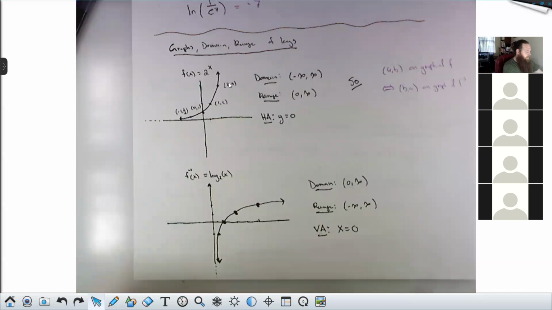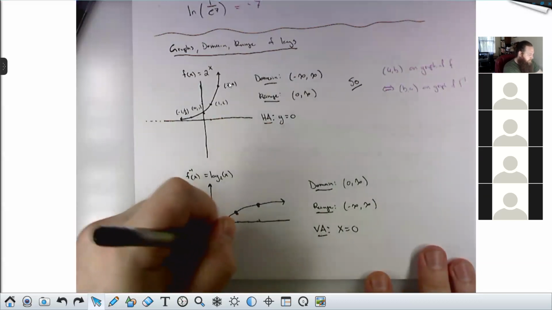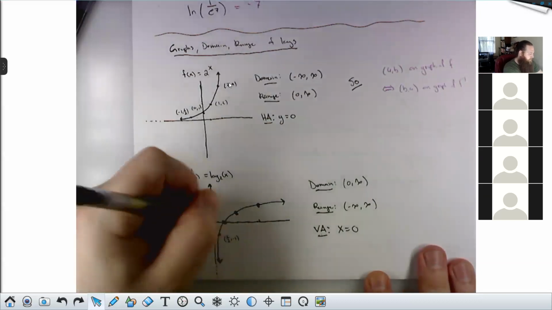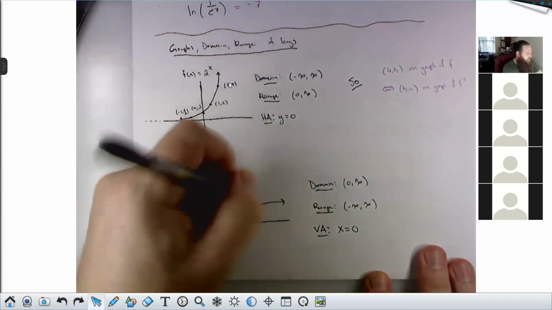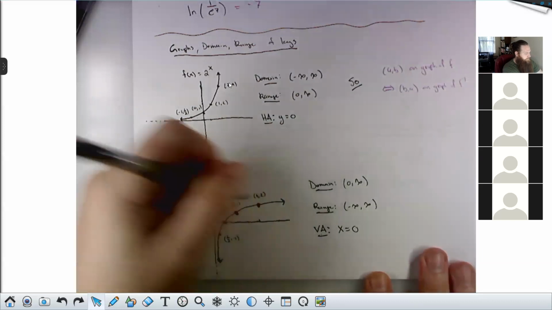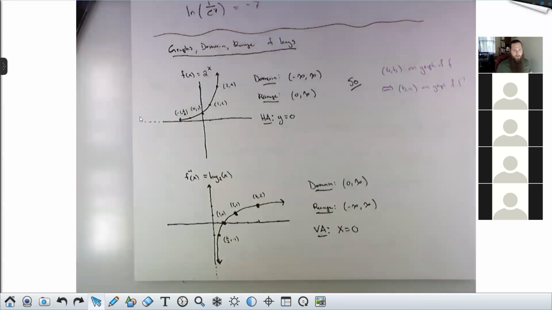The ordered pairs here, this is (1/2, -1). This is (1, 0). This is (2, 1). And this is (4, 2). All your log graphs look like this. Just like all your exponential graphs look like that, all your log graphs look like this. And I think it's illustrative to see them both in the same coordinate axis.